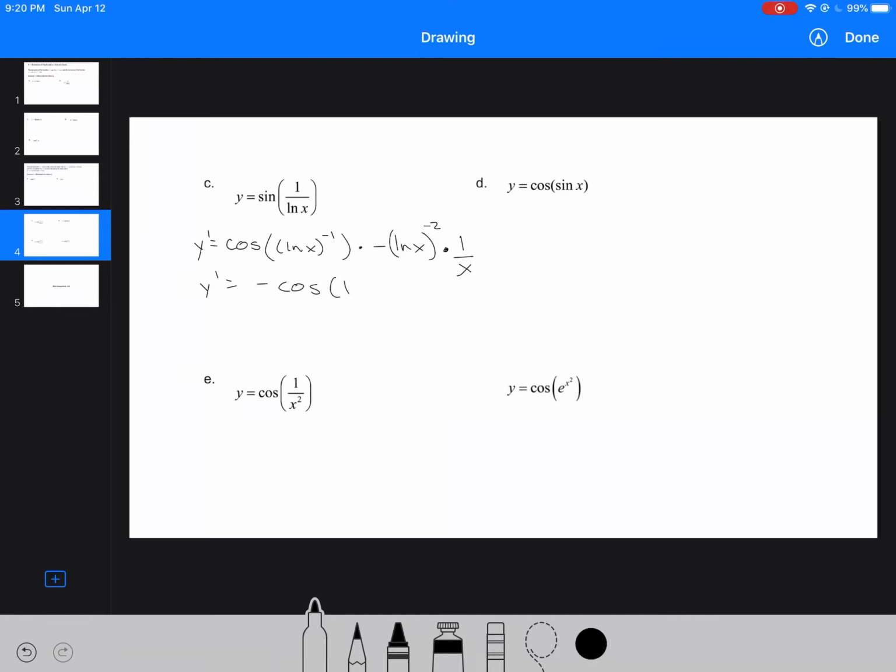Let's see what stays on top. Minus cos ln x to the minus 1, all over ln x to the 2 times x. Pretty complicated final derivative, but that accounts for all of the pieces of the chain rule.